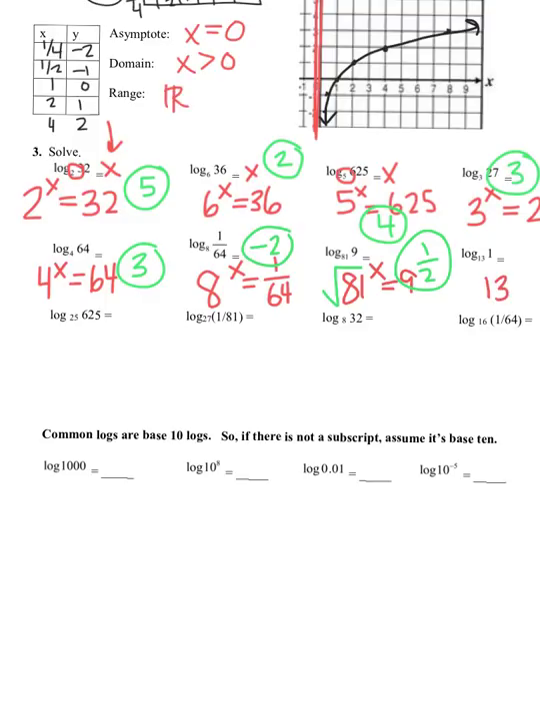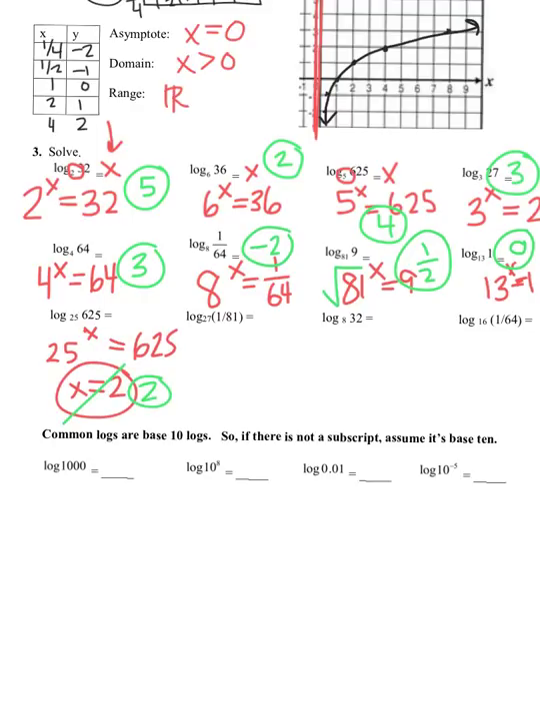13 to the what power equals 1? Well, anything to the 0 power is 1, so the answer has to be 0. 25 to what power equals 625? Well, 25 squared is 625, so the answer is 2. I should just write 2, not x equals.